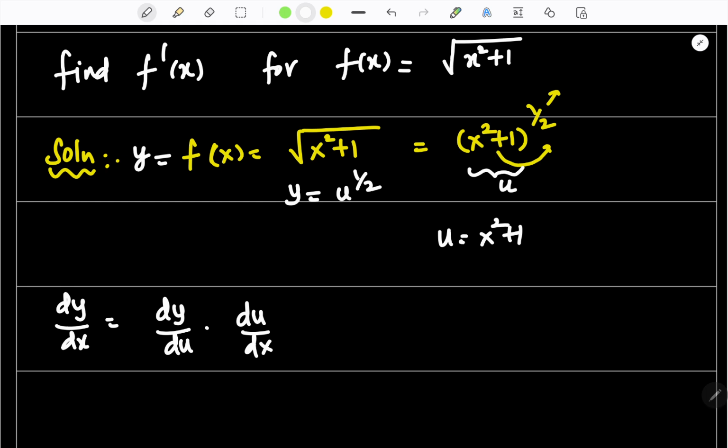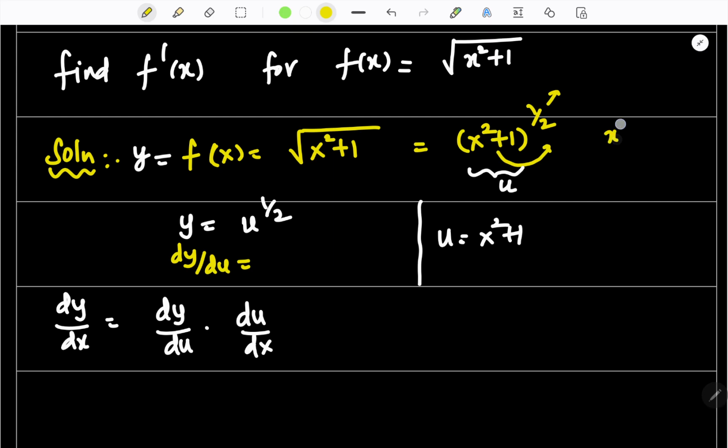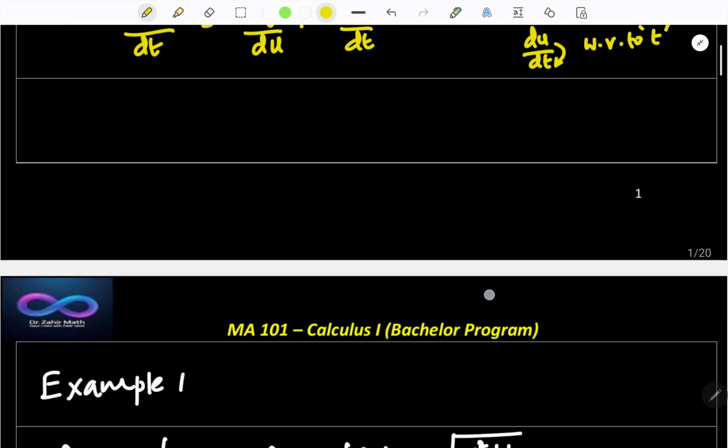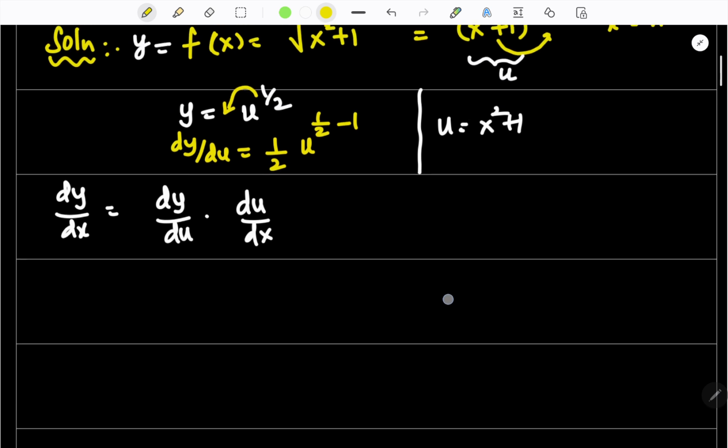Because you are calling this u, y is equal to u to the power of 1 by 2. Now we are going to take the derivative with respect to u. So dy divided by du is equal to, what's the derivative of x to the power n? n x to the power n minus 1. So this half will come here: half u to the power half minus 1, which is equal to what?